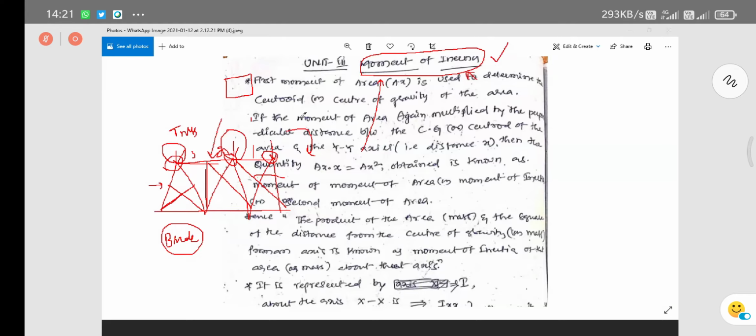This moment of inertia is classified into two categories: one is area moment of inertia, another is mass moment of inertia. When we discussed centroid, you saw that centroid is purely related to geometrical properties and also physical properties. What are the geometrical properties here? The geometrical properties of any object are nothing but length, volume and area.